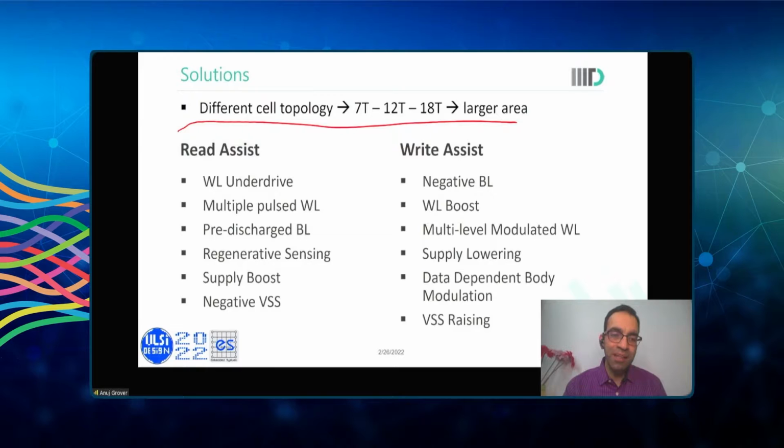In my lectures on SRAMs at IIIT, I very commonly tell my students that, for VLSI, area is gold. For VLSI designers, area is gold. You just don't want to lose any area. But for SRAM designers, area is diamond. It is absolutely prohibited to give up area in SRAMs. So while there are these topologies of 12 transistors or 18 transistors or 14 transistors or anything like that, larger area is actually a big no-no.